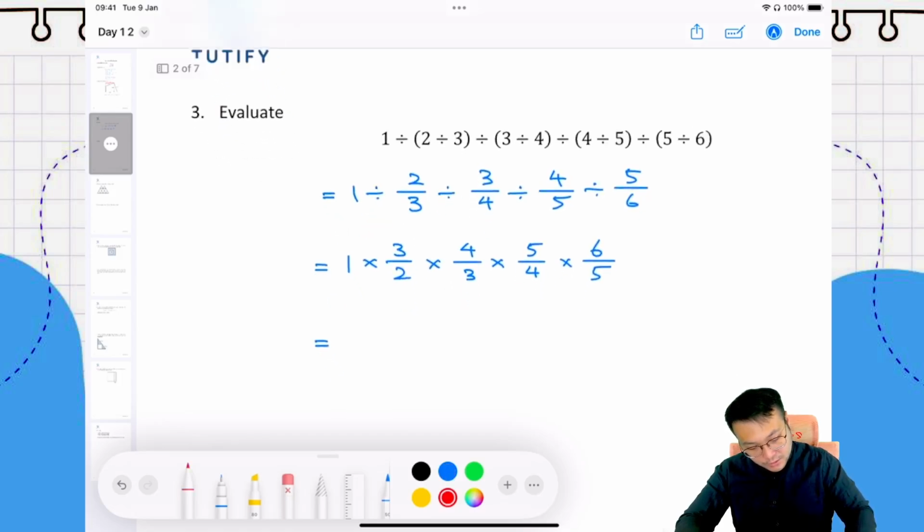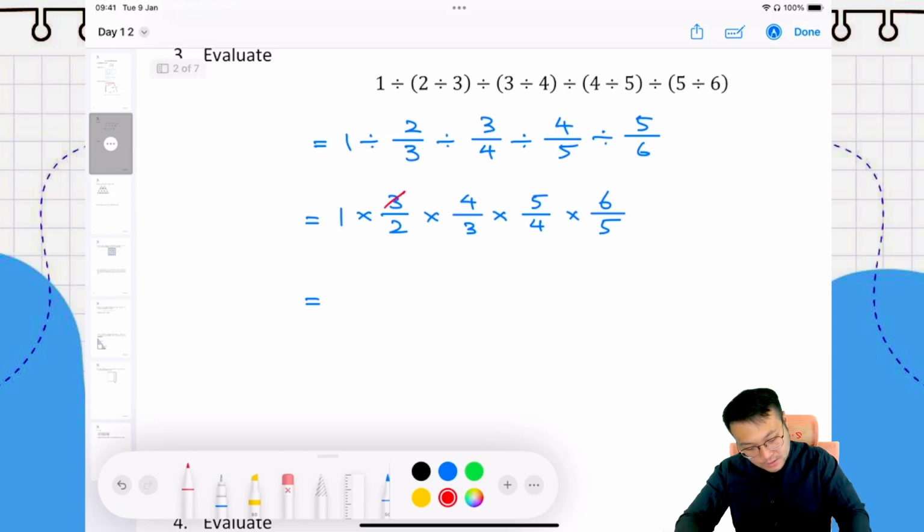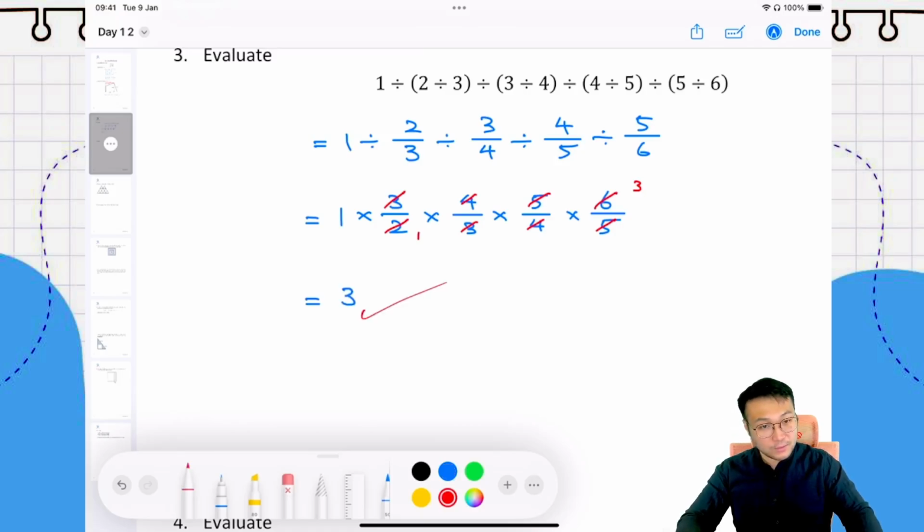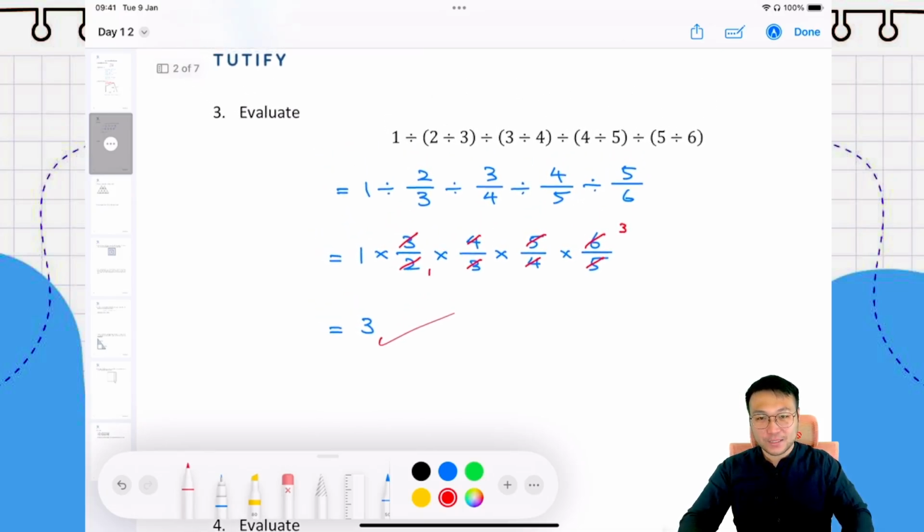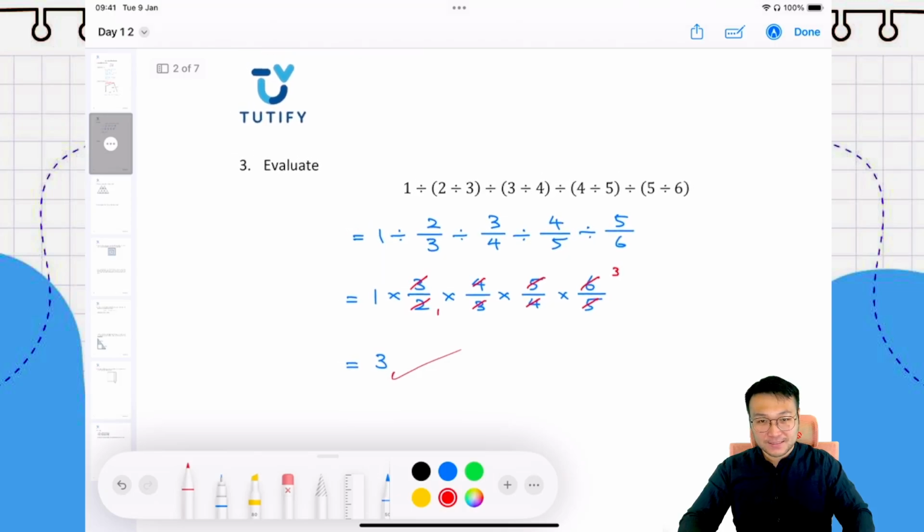Now what do you do? Now do you notice that you can simplify this? 3, 3, 4, 4, 5, 5. And don't forget, you can also simplify this. 6 divided by 2. And therefore, the answer is 3. Well done, Jun Chen. You got it correct. So, students, anyone have any questions about this?